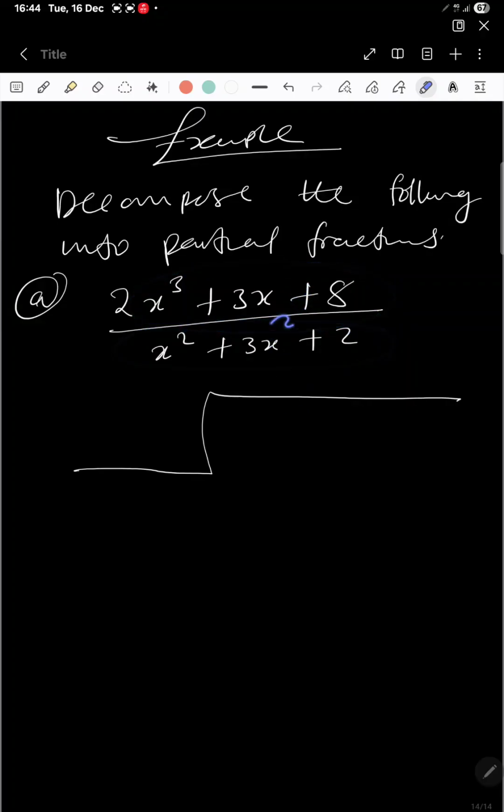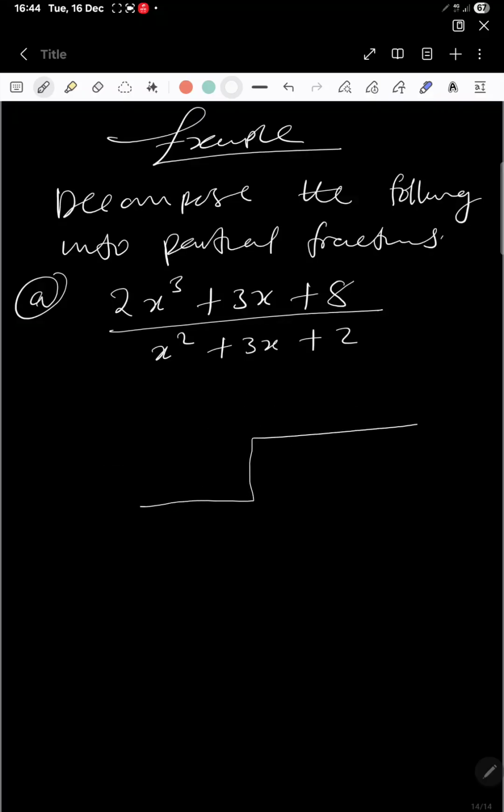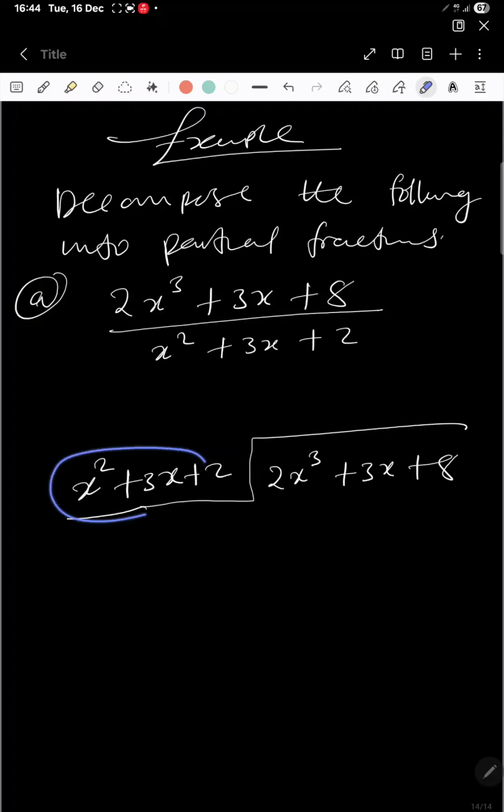So we take the dividend, which is 2x power 3, and put it inside the division symbol. Let me write it a bit further down. Here we have 2x power 3 plus 3x plus 8. Then on this side, we put x squared plus 3x plus 2. After we've done that, what we're supposed to do is to divide this into that. You just need to get the first term and enter it into that.